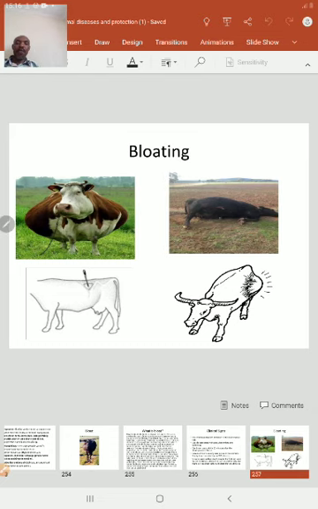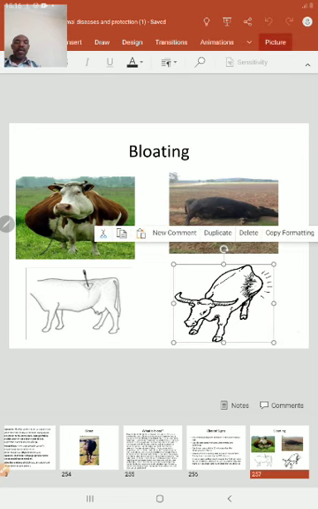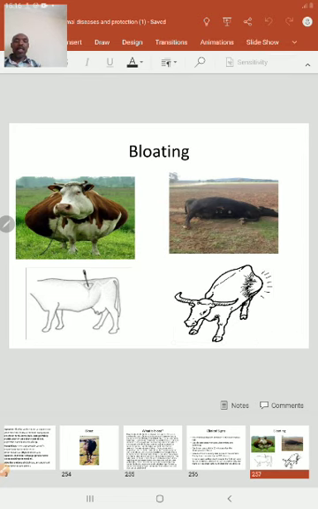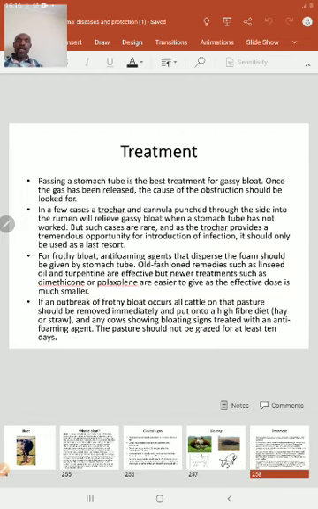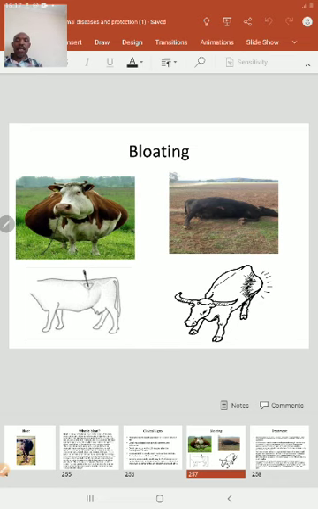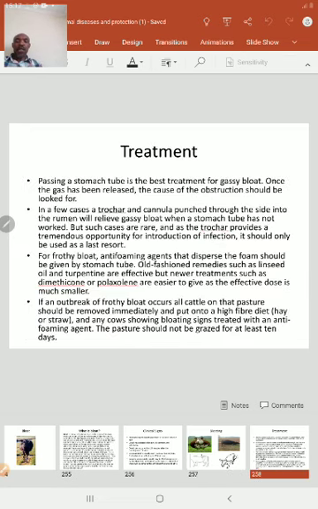So these are some of the examples of bloating. You can see the left abdomen there because of bloating, and it can lead to death. This is how you can help your animals release that gas. You pass a stomach tube so that the gas can be released, or in some cases you use a trocar or cannula punched through the side into the rumen, like we've shown here, so that the gas can come out.